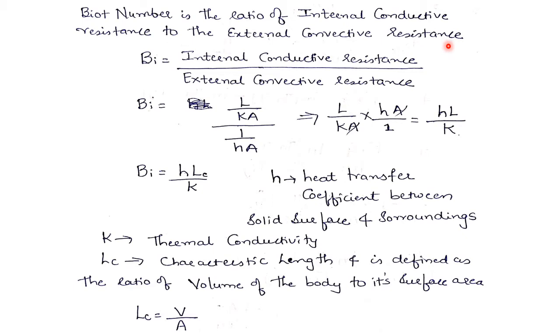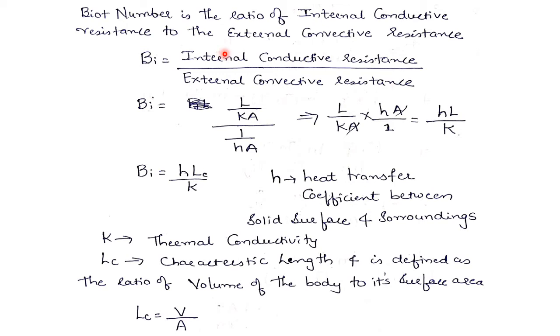This Biot number is also a dimensionless number, and it is a measure of the temperature drop in the solid relative to the temperature drop in the convective layer. It is defined by this formula: the Biot number is the ratio of internal conductive resistance to the external convective resistance.